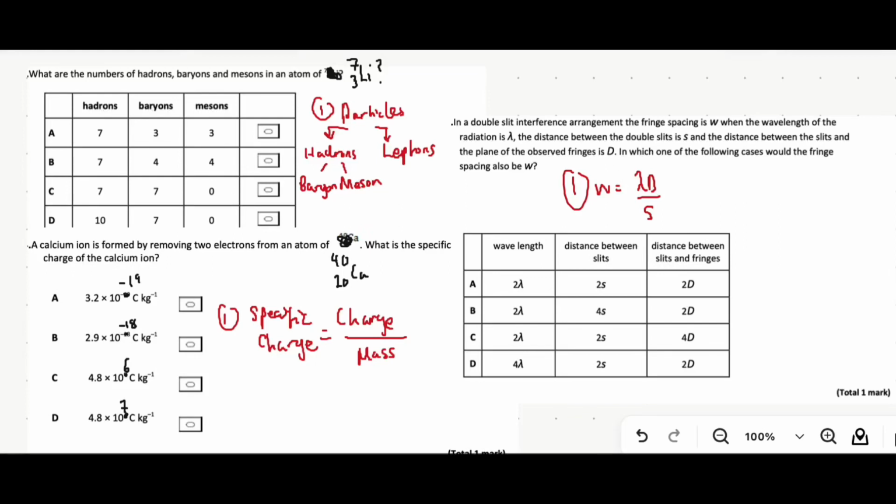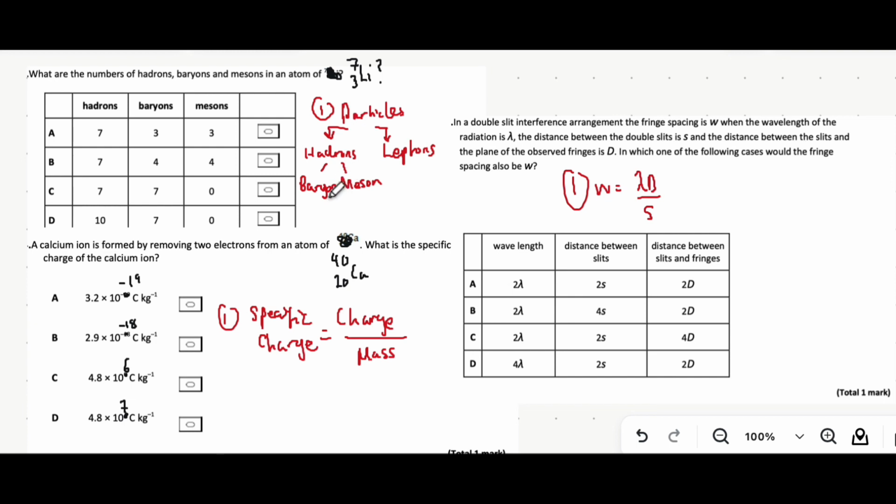I've chosen 3 different multiple choice questions in particle physics and waves as well actually. So let's have a look at them. I've written a few notes, so if you want to pause the video and have a go yourself, you can. But just to start with, it asks for the number of hadrons, baryons and mesons in this particle here.